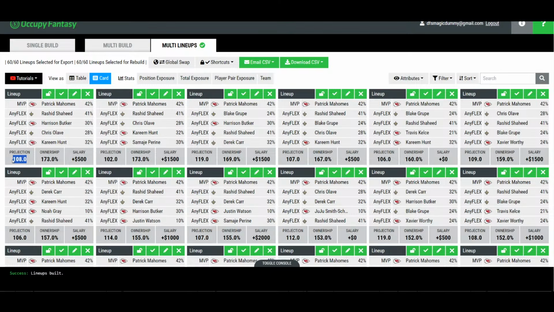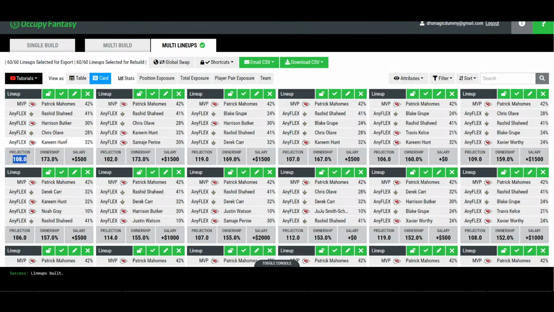So let's take the projected 108: Mahomes, Shaheed, Bucker, Olave, Hunt. Let's play this in our low risk contest tonight. Difficult, but again, maybe you think you have an edge, and maybe that is the case. Maybe there are edges when there isn't an easy, identifiable, optimal low risk lineup.